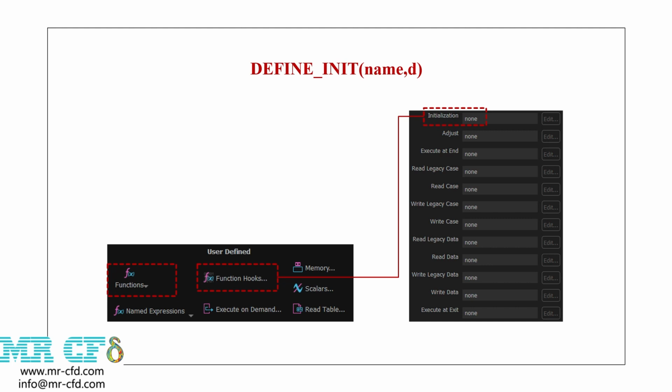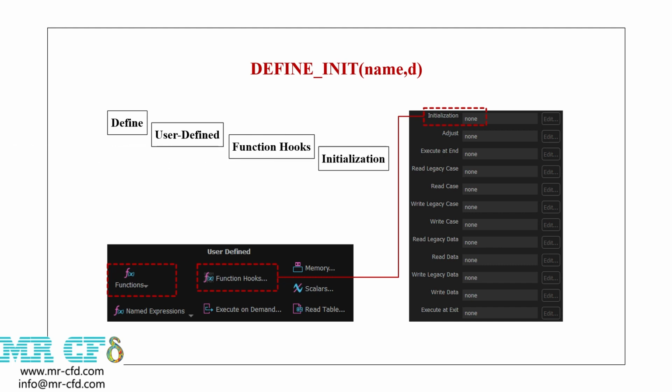So first, go to the user defined section. From the define header, select the function option, and from the appeared menu, select the compile option. By doing this, the desired UDF function is invoked in Fluent software. Then in the same user-defined section, select the function hooks option. Now in the appeared menu, go for the initialization option so that in this section you can select and activate the invoked UDF function.